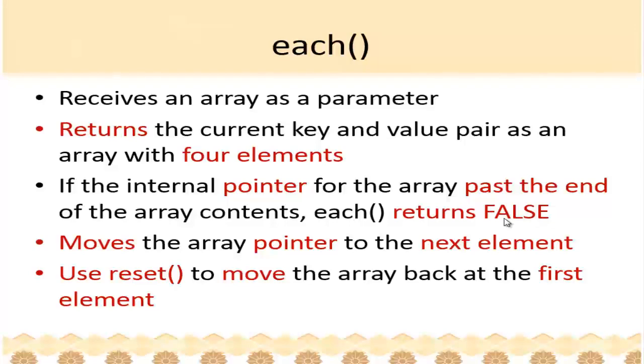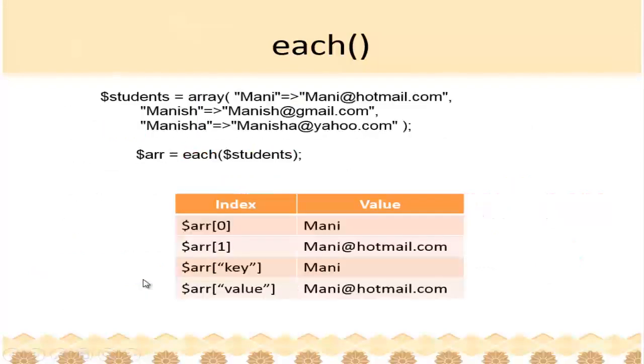If you want the internal pointer to go to the first element, use the reset method. It will reset the internal pointer of the array back to the first position. So every time you call each function, the internal pointer will start moving to the next. Once it crosses the end of the array, then if you call each, it will return a false value. If you want it to come back to the first element, call the reset method. On that, supply the name of the array, and it will reset the pointer.